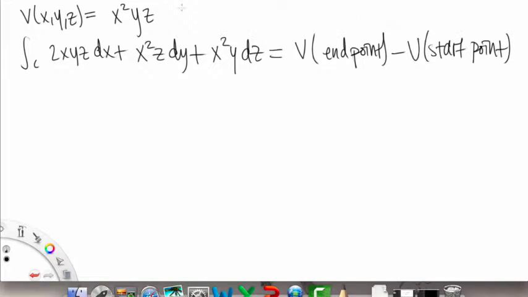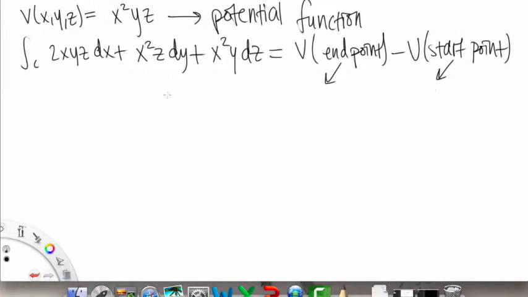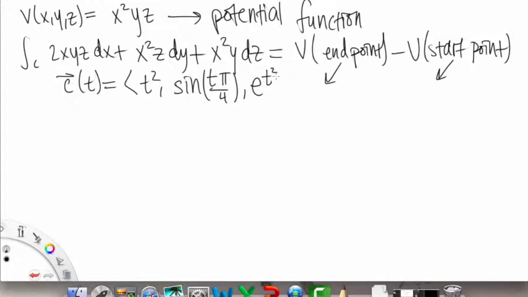Right, and v is our potential function. All right, so now we need to figure out our endpoint and our start point. Going back to the parameterization for the curve that we were given, this is what it looked like: c of t is equal to t squared, comma, sine of t times pi over 4, and then e raised to the t squared minus 2t, and t ranged from 0 to 2.